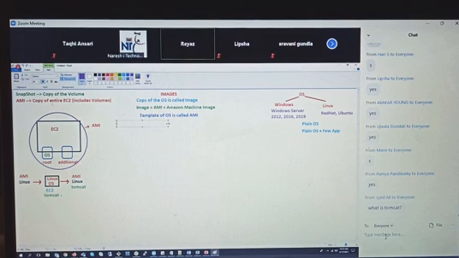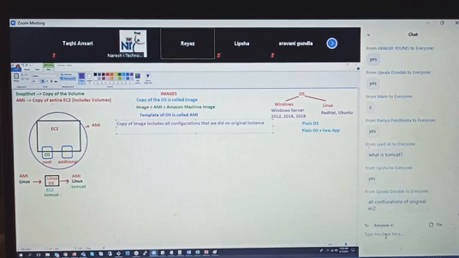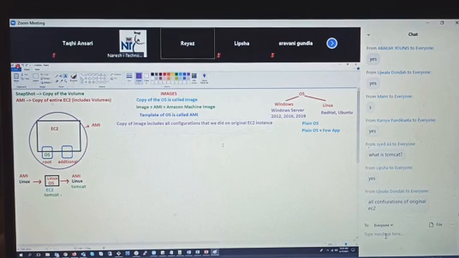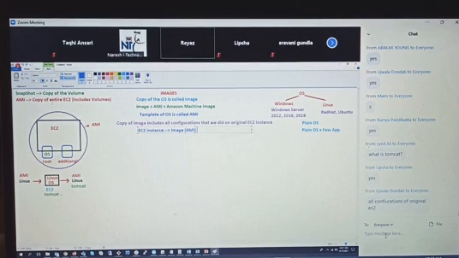So let me write down for you here. Can we say that a copy of the image includes all configuration that we did on the original EC2 instance? Do you agree with this? The image includes all configuration that we did on our original EC2 instance. Okay. So from EC2 instance, you can create an image. Image meaning what, guys? AMI. And from image, what do you create again? EC2 instance.